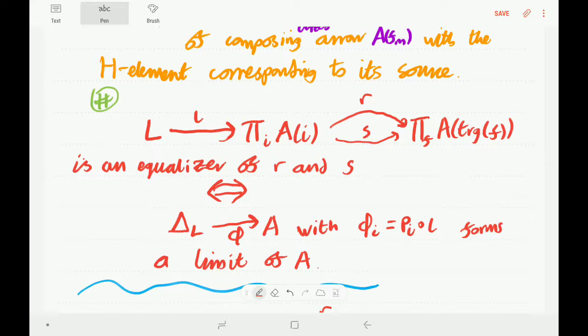But the limiting cone has precisely the generalized elements which equalize R and S. It doesn't have any duplicates and it doesn't have anything missing, but in general, other cones might have other extra stuff, duplicates, etc. So we really start to understand what a limit is with this result, I think.